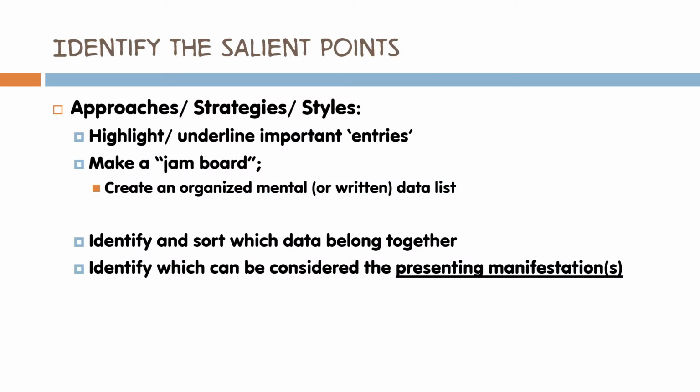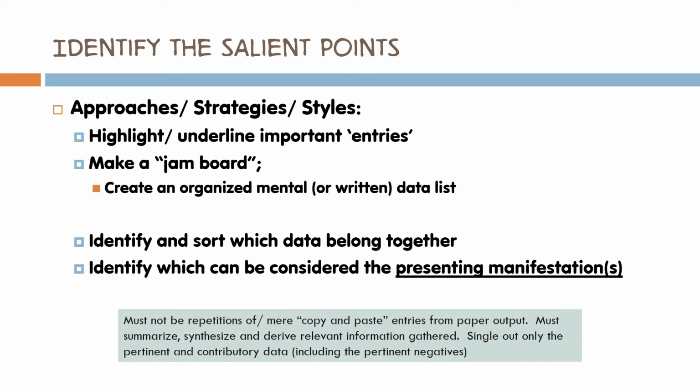Here is my tip. Given a case, you must first identify the salient points. You can have different approaches to this. Maybe underlining or highlighting the salient points will do. For others, their strategy is to make a mental or written Jamboard or data list. Whichever approach you choose, you must identify and sort which of the data is important and do they comprise a single problem, and which of these can be considered as presenting manifestations and hence the problem entry.